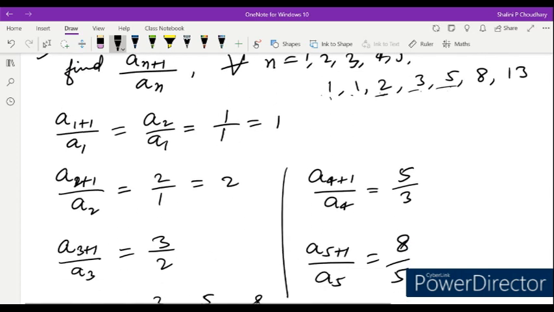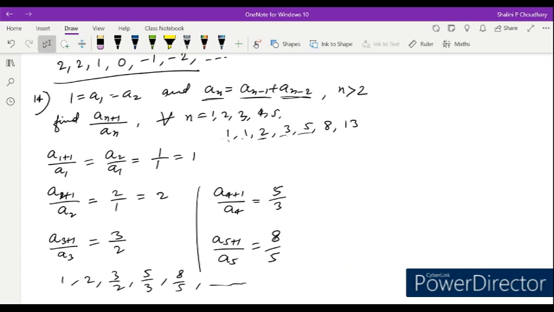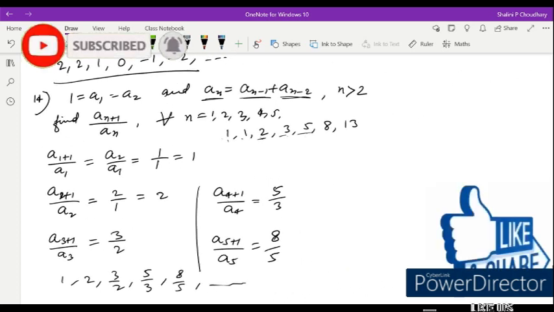So this was the last question of exercise 9.1. Okay, I hope you understood the sums. I hope you understood the concepts.